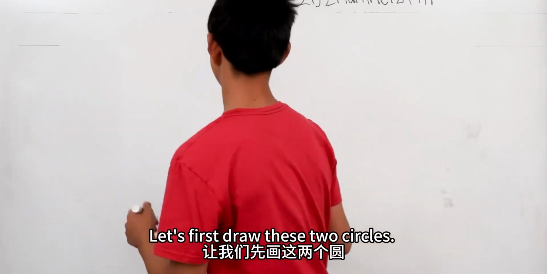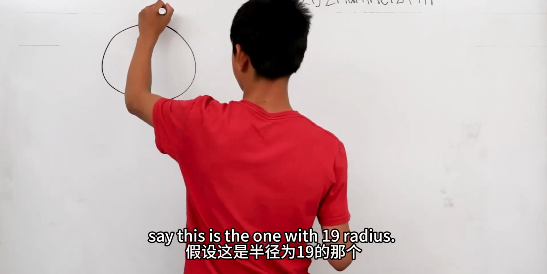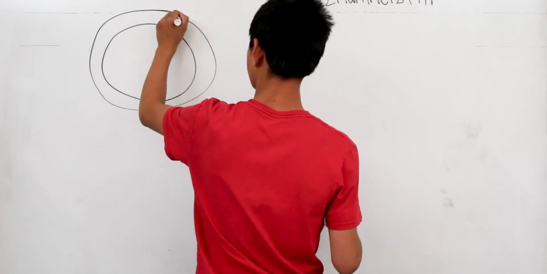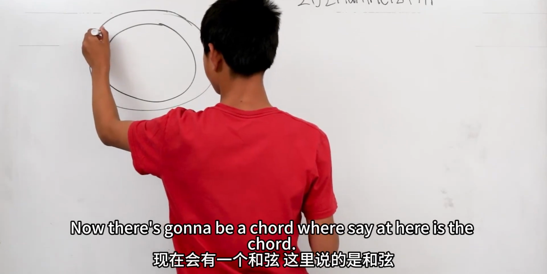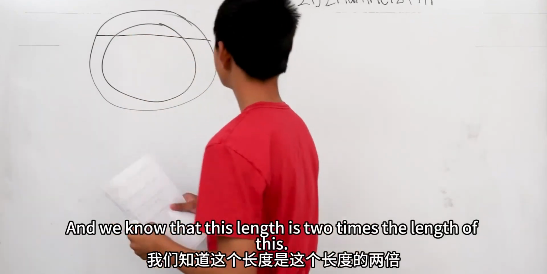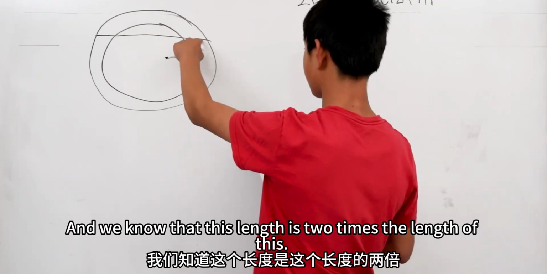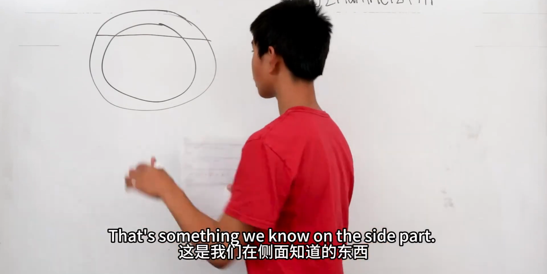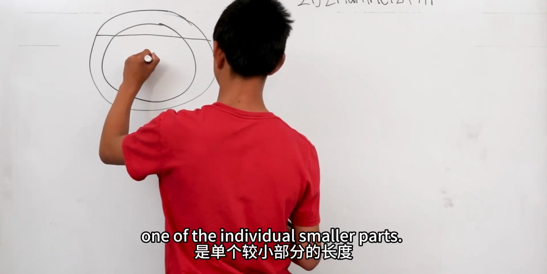So let's first draw these two circles. Say this is the one with 17 radius. Say this is the one with 19 radius. Now there's going to be a chord, say here is the chord, and we know that this length is 2 times the length of this. So that's something we know. And the whole part is 2 times the length of the smaller individual parts.